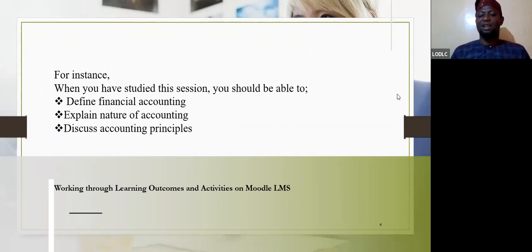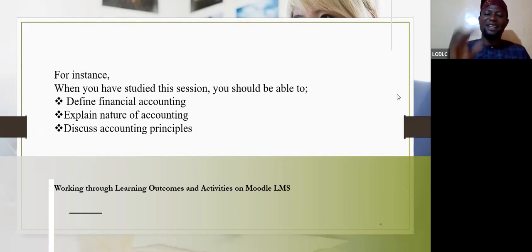If you look at these three learning outcomes, you should be able to see that the elements of learning outcomes are imbibed here. One of the elements that we talked about is that it has to be what? Student-centered. It is the responsibility of students to define what financial accounting is all about. It is their responsibility to know the definition of financial accounting. Then it is also their responsibility to explain the nature of accounting. And lastly, it is their responsibility to discuss accounting principles. That is why it is student-centered. Another interesting element that can be featured here is measurable. So all these learning outcomes that we are seeing are measurable.